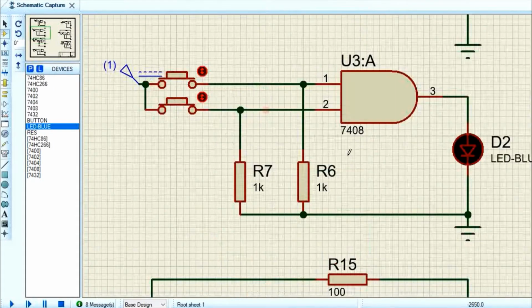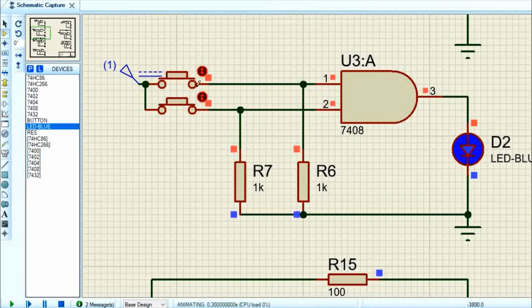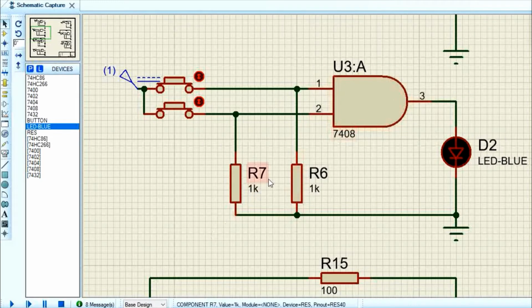Here we have the AND gate. Let's start the simulation. First, let's discuss the case of 0 0. If we have 0 0 at input, at output the LED is off. Similarly, if we have 1 0 at input, the LED is again off. If we have 0 1 at input, again the LED is off. The LED is on only for 1 1, as I told you earlier. Now let's move to our next circuit.